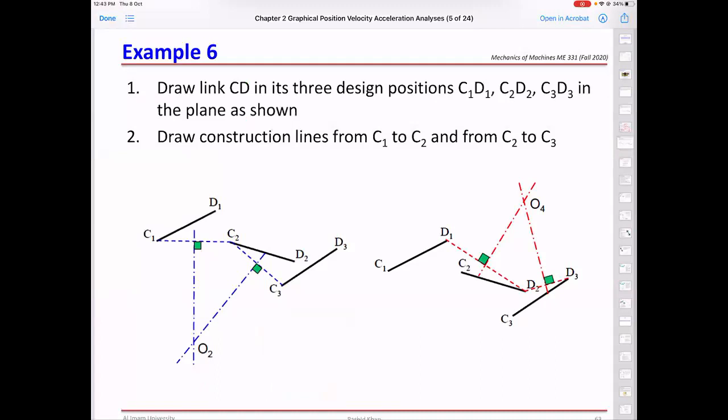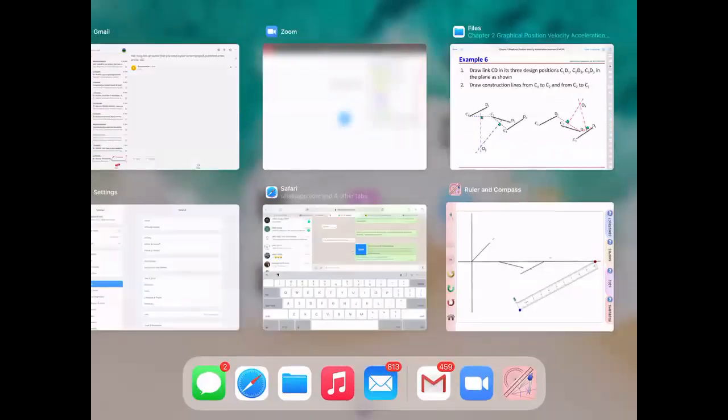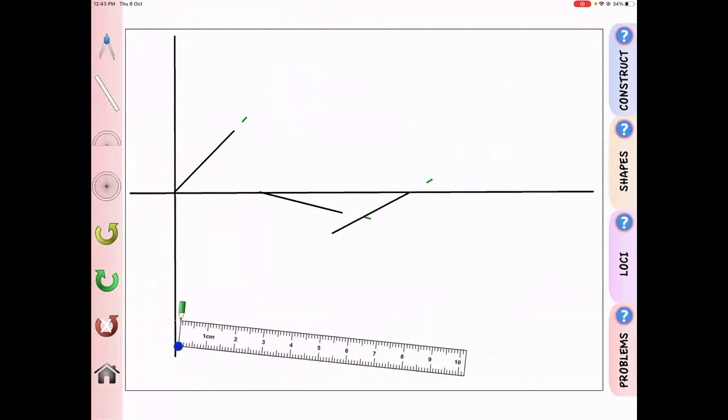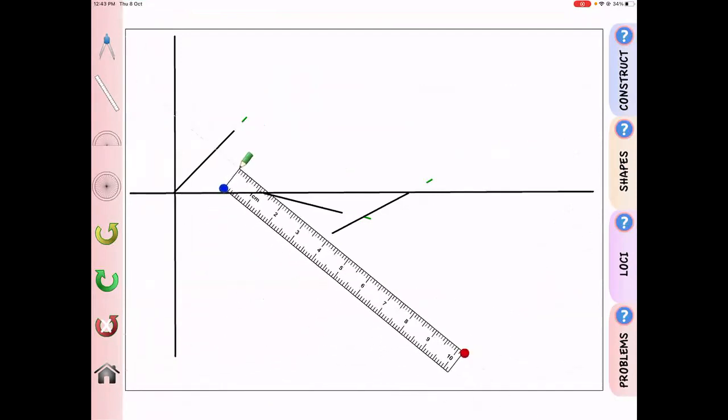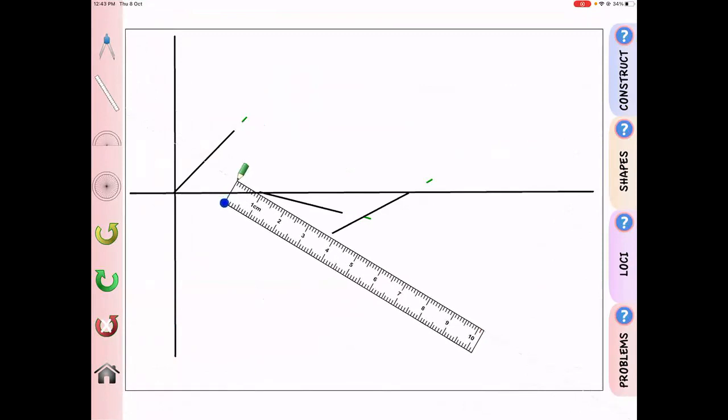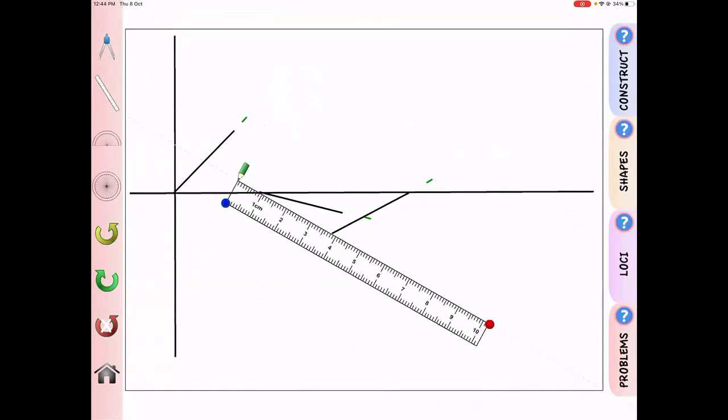Draw construction lines from C1 to C2 and from C2 to C3. So we need to draw the construction line from C1 to C2, which is actually the horizontal line, and from C2 to C3. And then from D1 to D2 and D2 to D3.